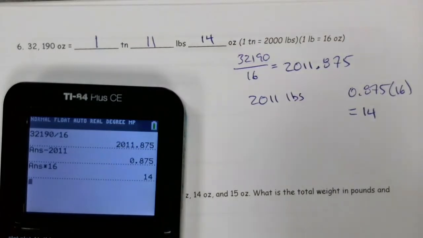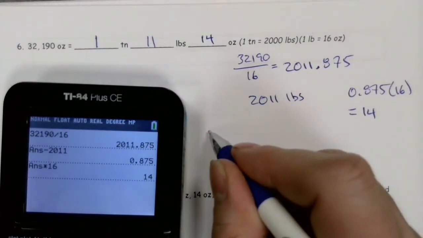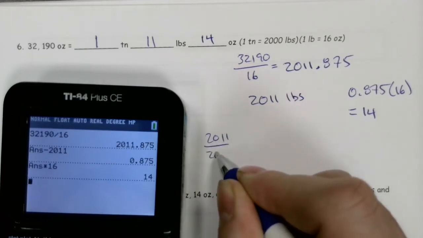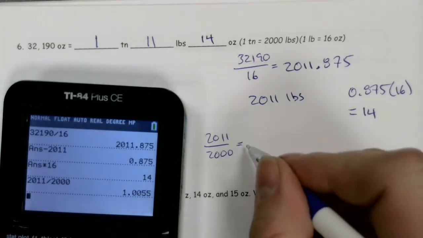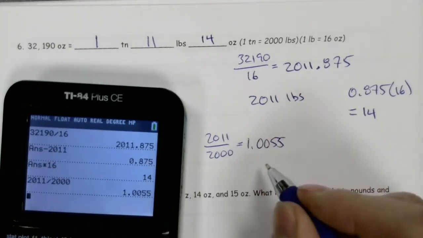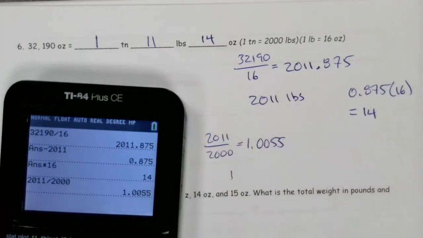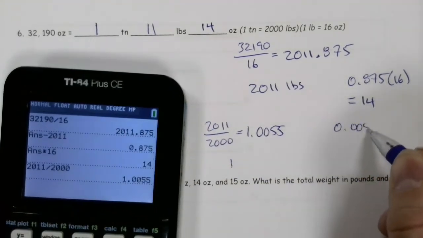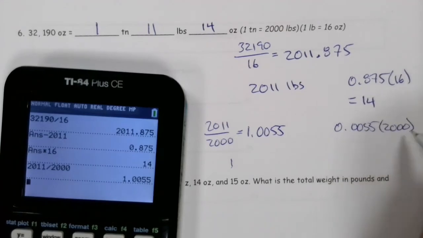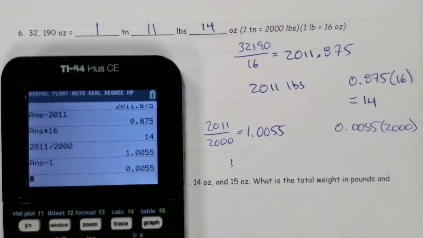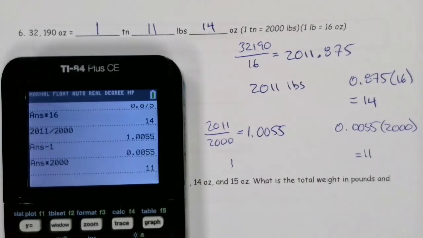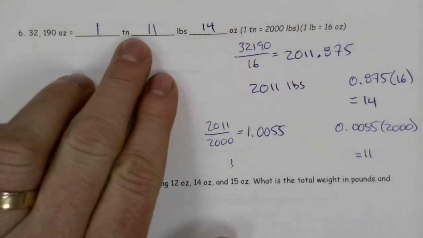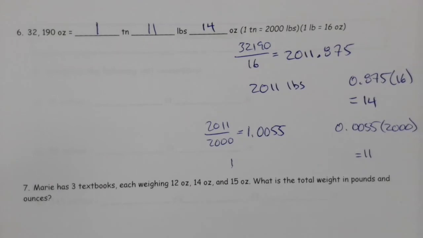Now, if you don't like that, we can simply take that 2,011, divide by 2,000, because this will still work. So 2,011 divided by 2,000 will equal 1.0055. So I know for sure that's going to be 1 ton. And then I'll take that 0.0055 and multiply that by 2,000 to convert it back into pounds. So subtract the 1, multiply by 2,000, and again we get that 11. And so there we go. So the answer is 1 ton, 11 pounds, 14 ounces. Just step by step. Don't try to do too much in one step there.